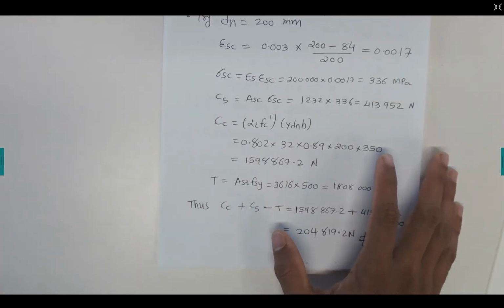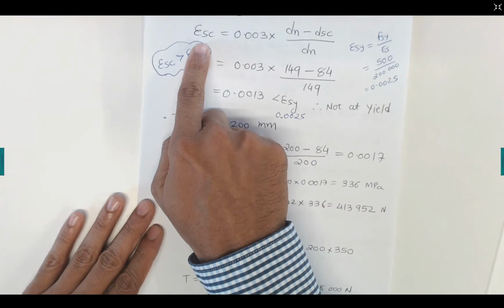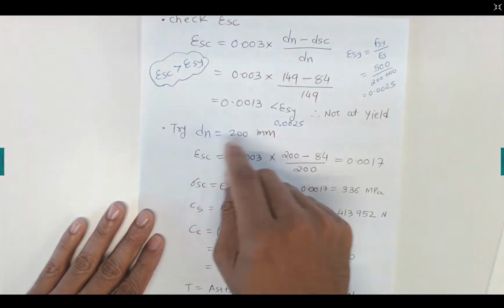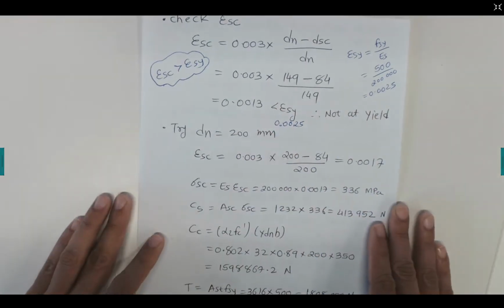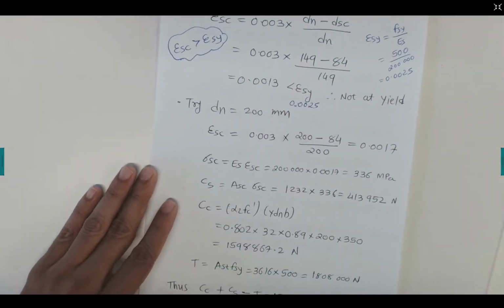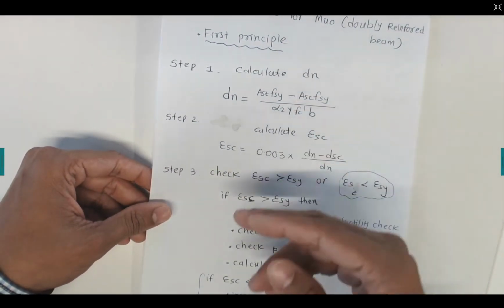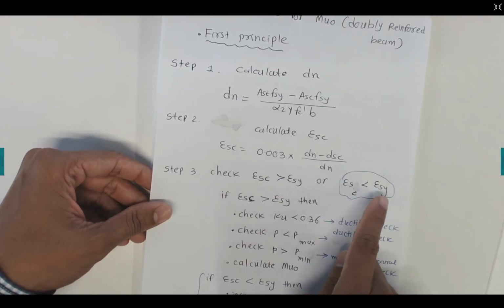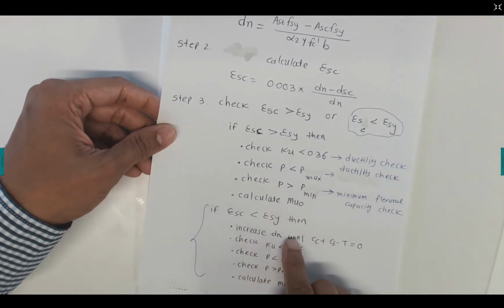Now, continuing from the previous video where we calculated the strain in the top reinforcement bar, ε_sc, we found that it's not yielding. It should yield. For that case we need to follow some steps. We did step 1 and step 2, and we checked that the compression strain in the top reinforcement is less than the yield strain. In this case we need to increase the dn value.